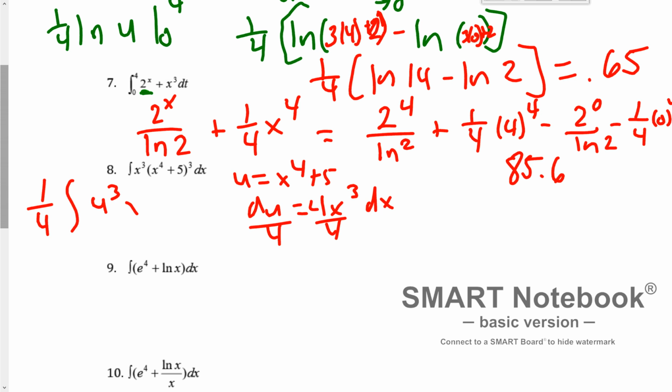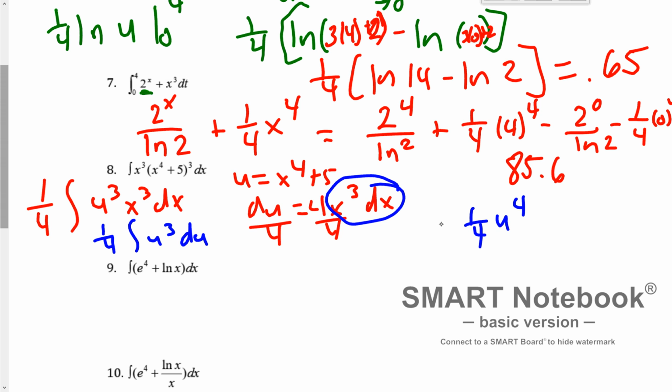U cubed x cubed dx. Dx x cubed, right, equals du. So this is just really 1/4 u cubed du. Now I take the integral of u cubed, which is just 1/4 u to the 4th times a 4th. So that's really 1/16. And then I can substitute my u back in, which is x to the 4th plus 5. And then that's to the 4th, and then add c at the end. So there's the answer to that one.